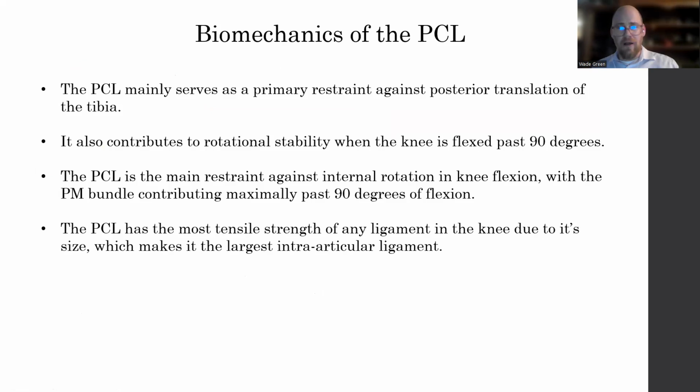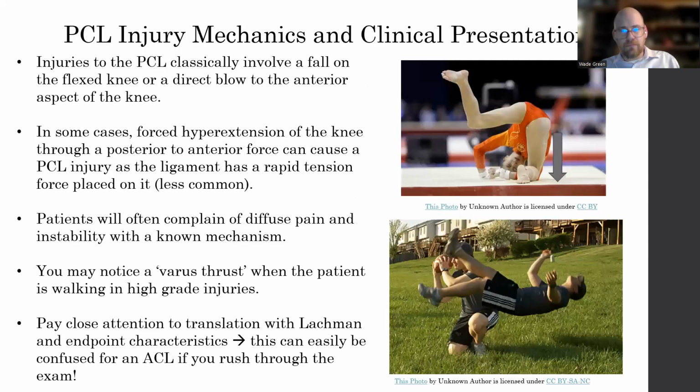So the PCL, interestingly enough, is the largest cruciate ligament. It's bigger than the ACL, right? And because of that, it has a lot more tensile strength. Meaning, if they were to pull on it this way, it would take a lot more pulling force, or tensile strength, to rupture the PCL as opposed to the ACL. Okay, so it's big and strong.